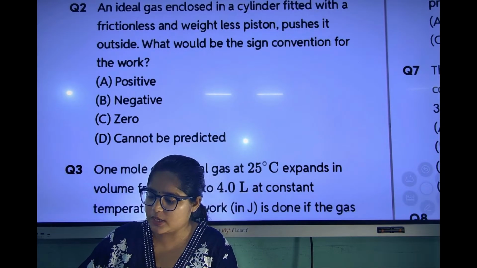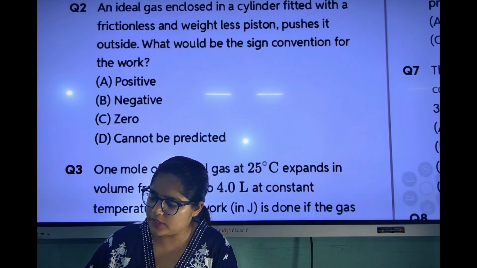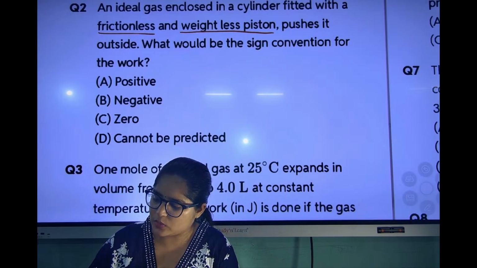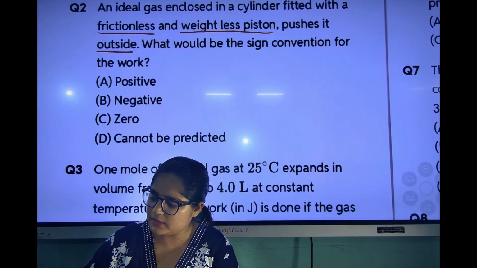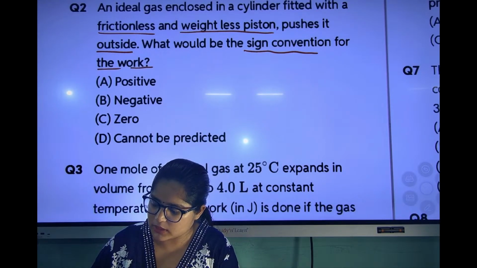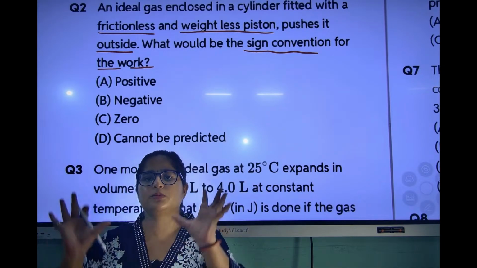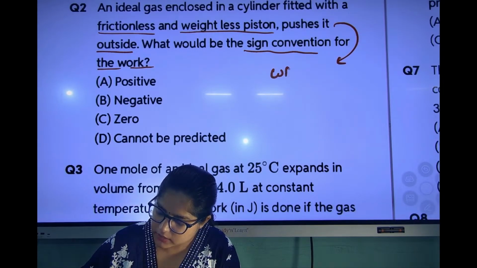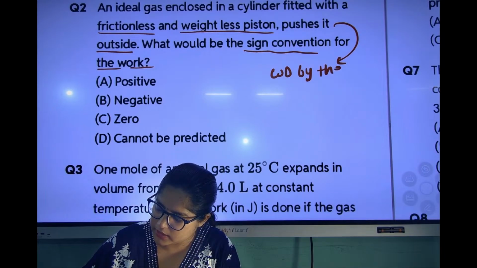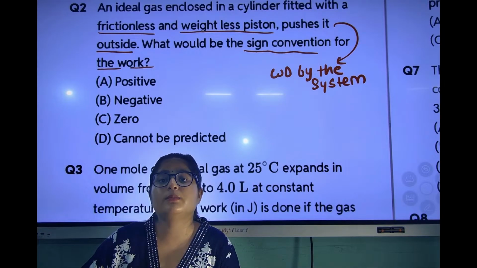Okay. Next question. An ideal gas enclosed in a cylinder fitted with a frictionless, weightless piston pushes it outside. What would be the sign convention for the work done? So it pushes it outside. I am saying it is pushing it outside. It means that work is done by the system. Who is doing work here? Work done by the system.